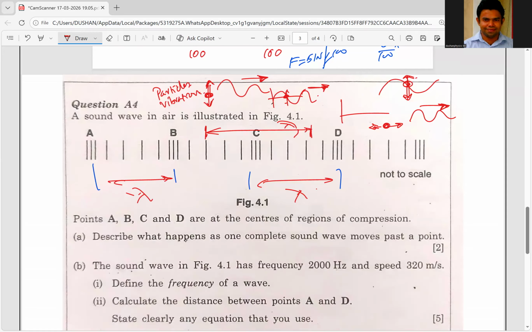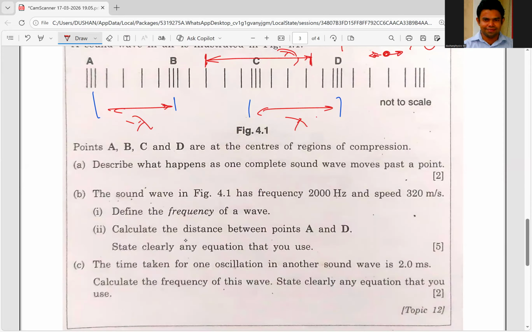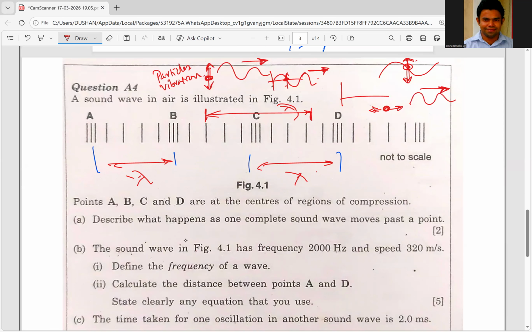Now you can write the answer, right? What does the question say? Describe what happens as the complete sound wave moves past a point. So write the answer in red pen: air particles vibrate about a fixed point along with the wave moving direction. Do you understand what the definition asks? Am I clear? Yes, sir.